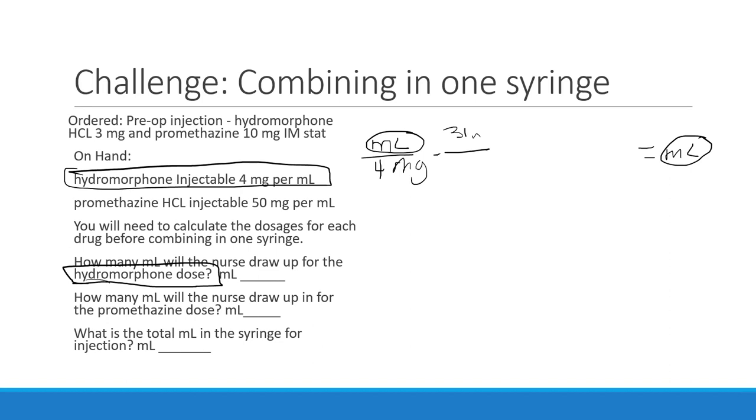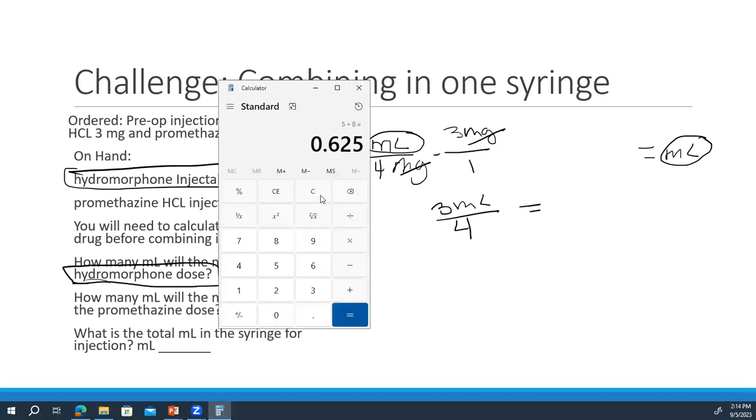Nothing wants to register with me right now. Sorry, milligrams up here. There we go. We can put that over 1. Mark those out, and then what I've got is 3 mLs over 4. So using my calculator again, I'm going to put 3 divided by 4, which gives me 0.75.